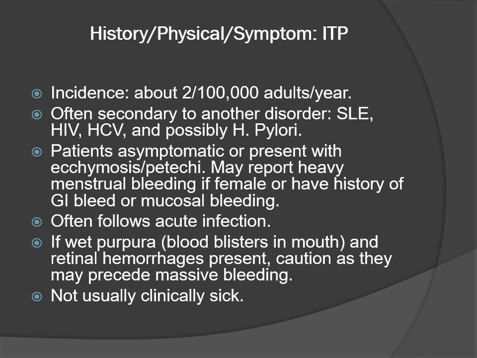And if you've ever seen these, they're pretty bad looking. They're these big, kind of wet, actually. They look wet with blood because they're kind of seeping with blood, blisters in their mouth. These have classically been thought as a heralding sign to massive bleeding. So folks with ITP can have massive bleeding.